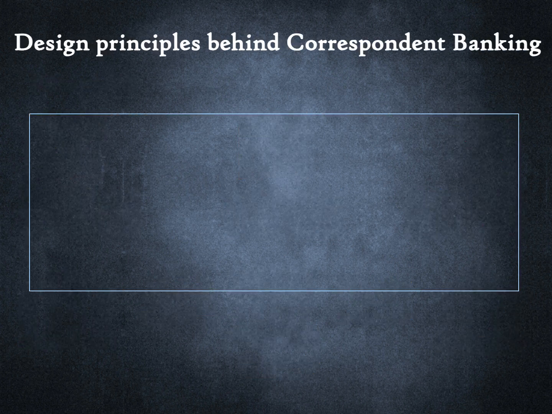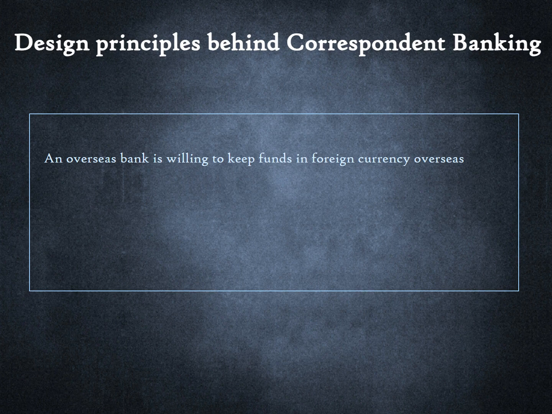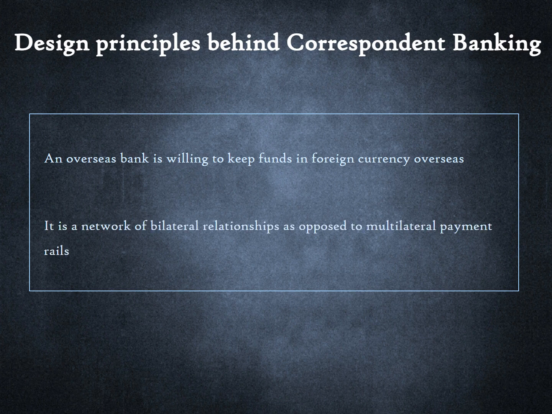There are two design principles behind correspondent banking. First, banks are willing to hold cash overseas in a different currency. Poundwise Bank transfers GBP to Tom from its own funds. In exchange, it is willing to hold equivalent foreign currency in the US. Second, unlike domestic payment rails, they are bilateral relationships individually negotiated between banks rather than multilateral hub and spoke systems.